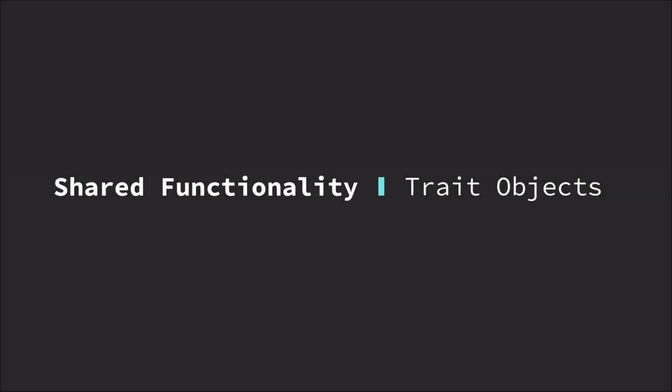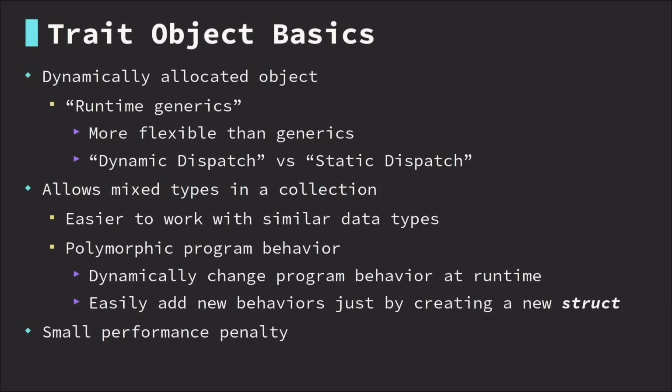In this video, I'll be discussing trait objects. Trait objects offer a way to dynamically change program behavior at runtime. First, let's go over some basics. Trait objects are dynamically allocated objects.